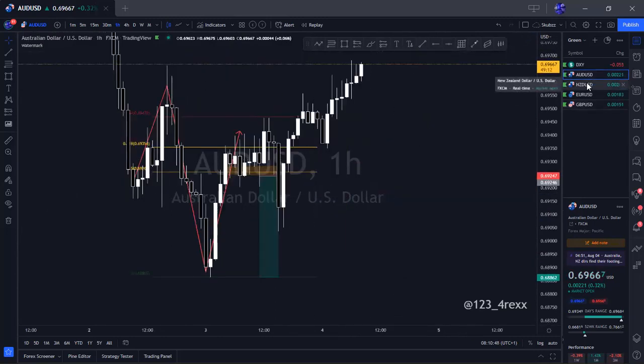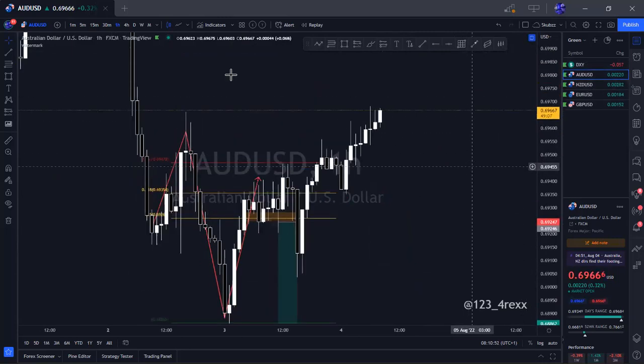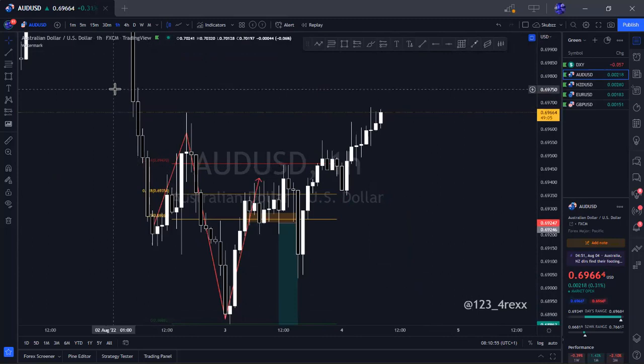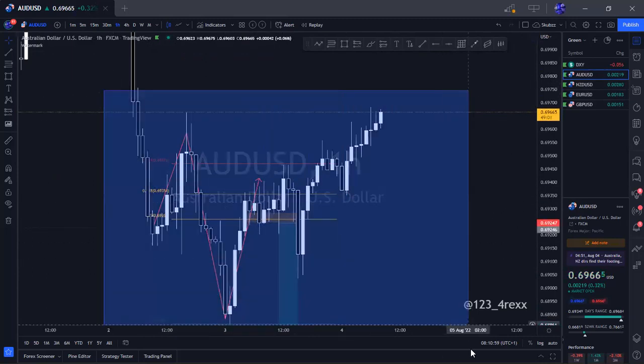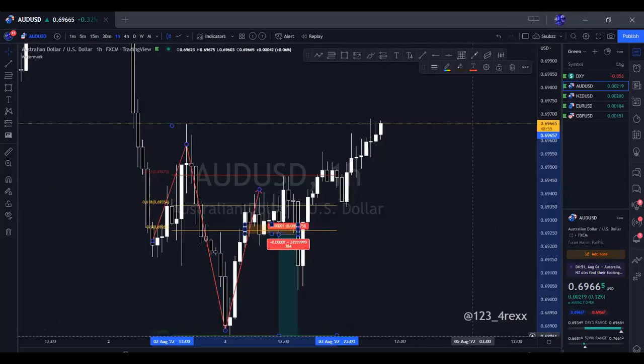The only pair that did not take me out on break even yesterday was GBP USD. GBP USD actually hit TP. That was like 3R. So this one took me out on break even, but we're looking at what we can get today. I'm just trying to run down what happened yesterday and what you guys should take note of.